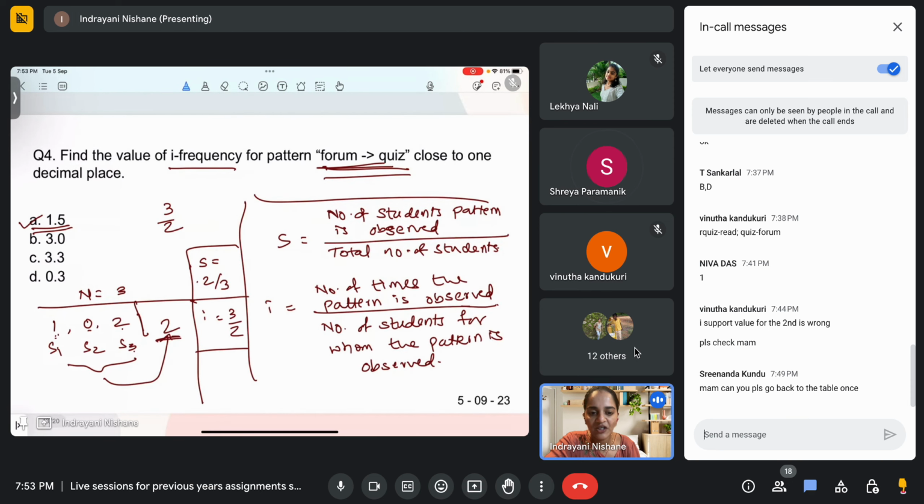This is the formula which I wrote down for you. S support is for how many students that particular pattern was observed. I support is, out of those observed students, the per student frequency of that action pattern. How do you get the per student frequency? How many times that pattern is observed in total, divided by the number of students for whom that pattern was observed. That gives you I support, and S support is for how many students it is observed.